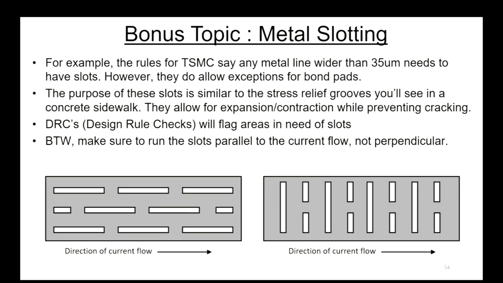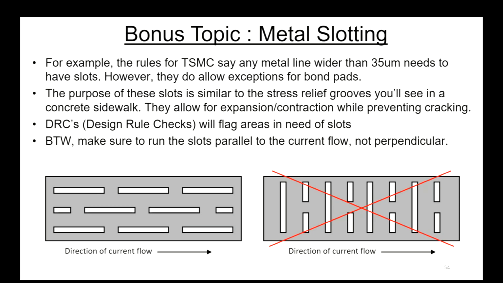For example, Taiwan Semiconductor says any metal line wider than 35 microns needs to have slots, and it tells you how big the slots have to be and how long they have to be. It does fortunately make exceptions for bond pads, which is nice. The purpose of these slots is similar to the stress relief grooves you'll see in a concrete sidewalk. They allow for the expansion and contraction while preventing cracking. When we run DRC rules, it's going to flag any area where you need to add slots. By the way, make sure to run the slots parallel to the current flow, not perpendicular.